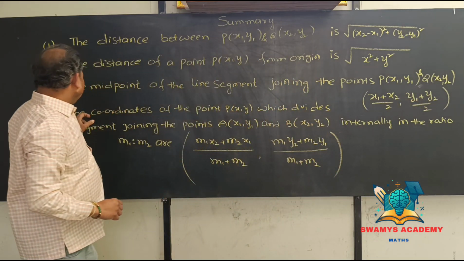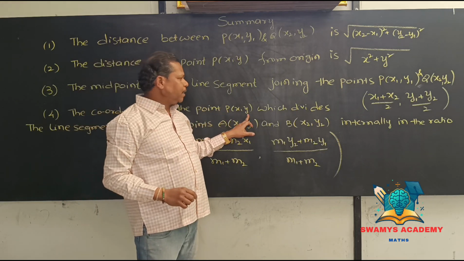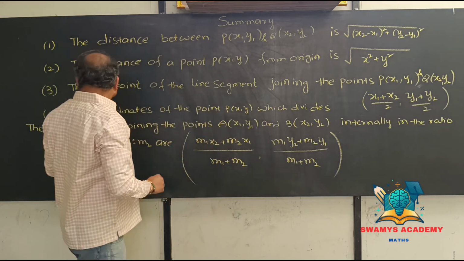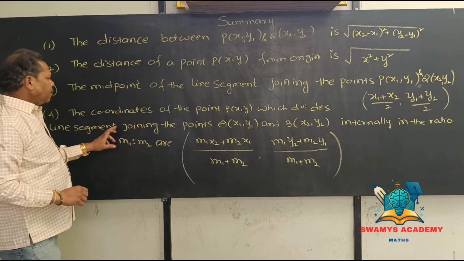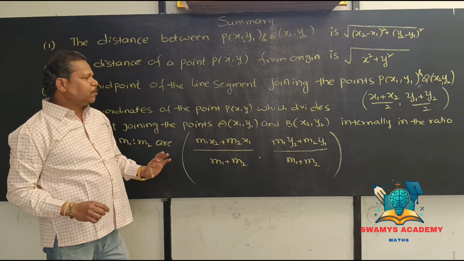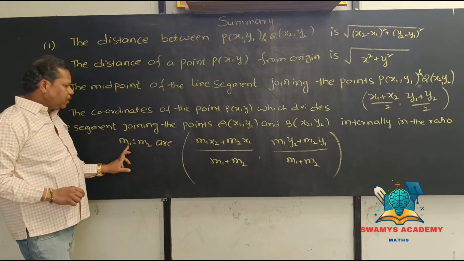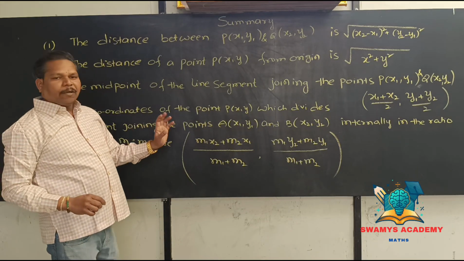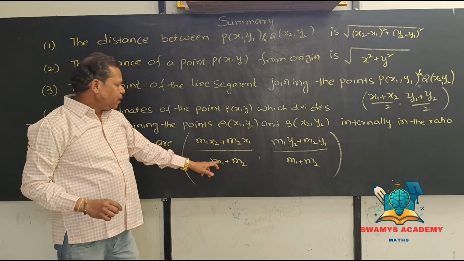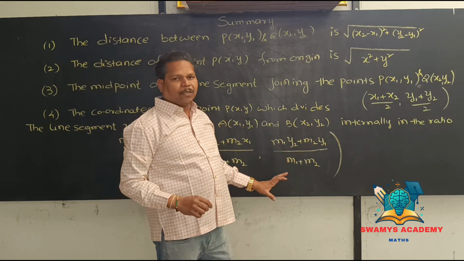Fourth point: the coordinates of the point P x comma y which divides the line segment joining the points A x1 comma y1 and B x2 comma y2 internally in the ratio m1 is to m2 are m1 x2 plus m2 x1 by m1 plus m2, m1 y2 plus m2 y1 by m1 plus m2.